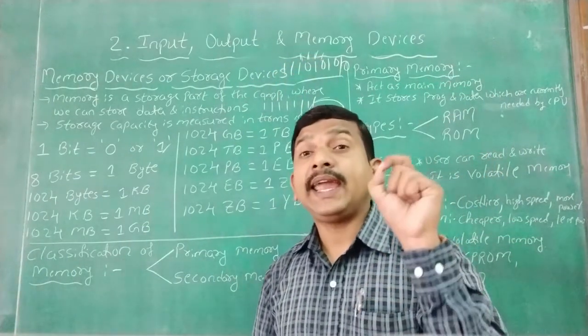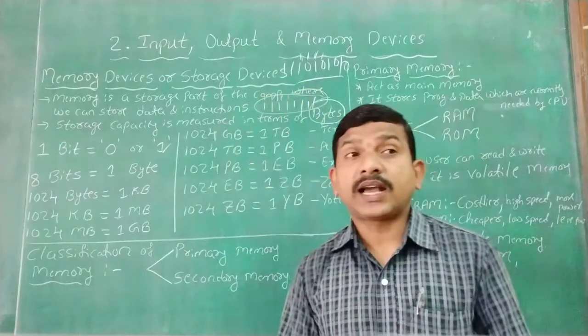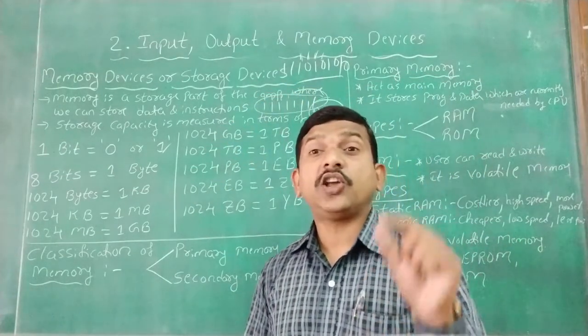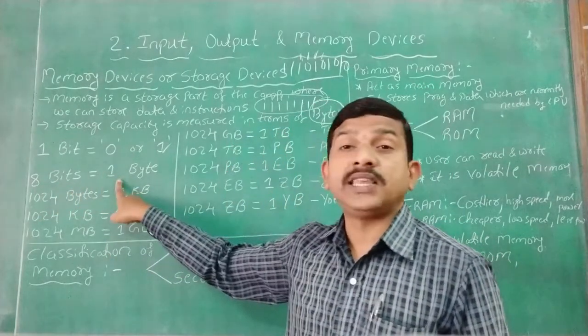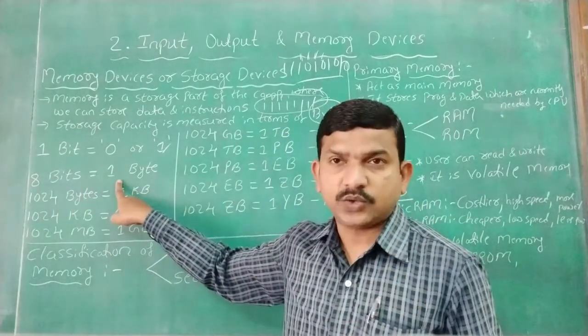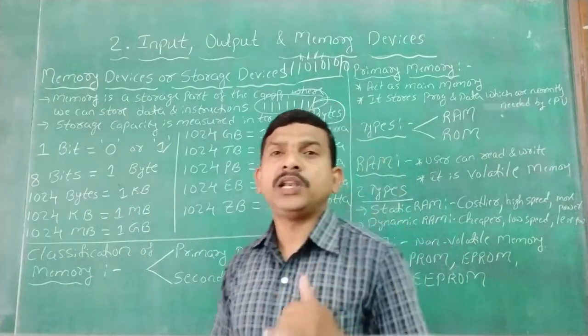So there are 8 bits. The group of 8 bits, the collection of 8 bits, is nothing but 1 byte. We normally call it 1 byte. Is it clear?